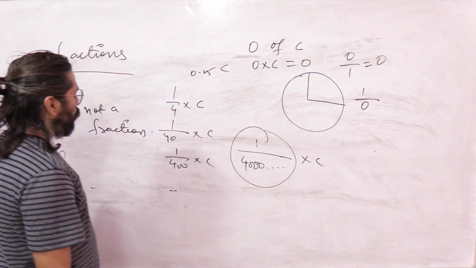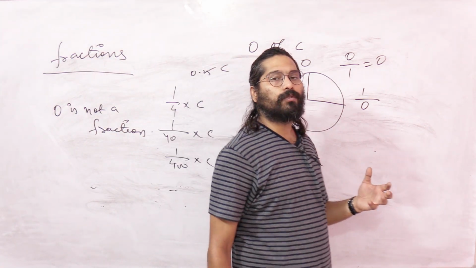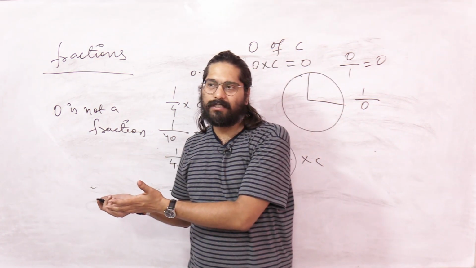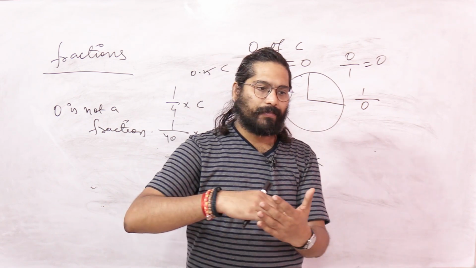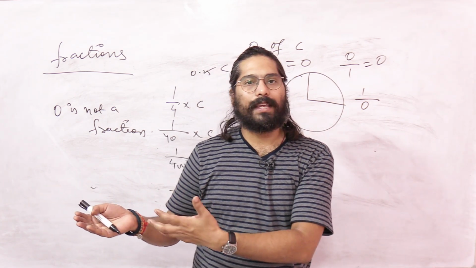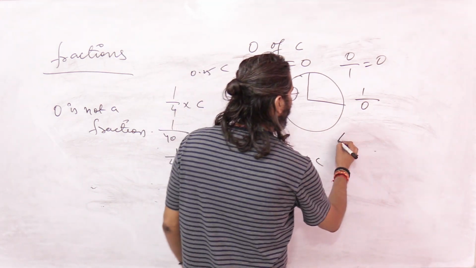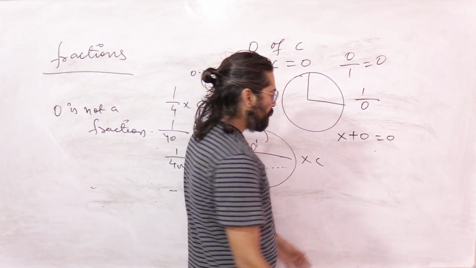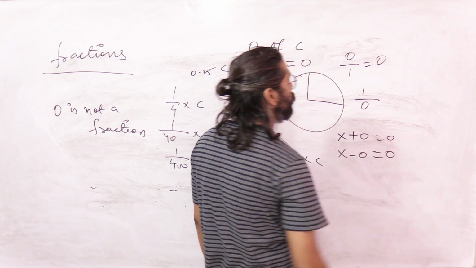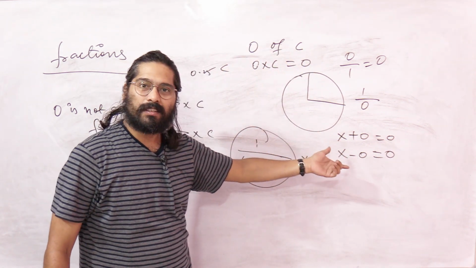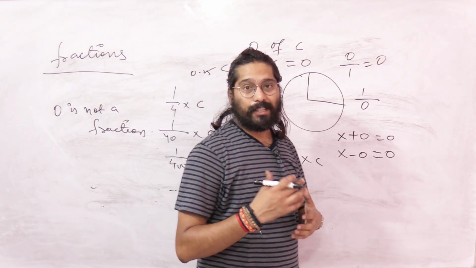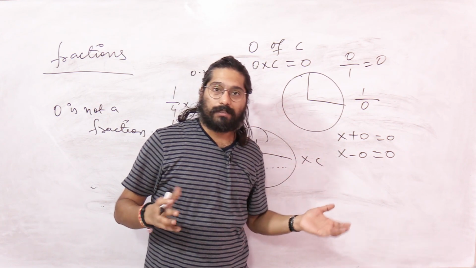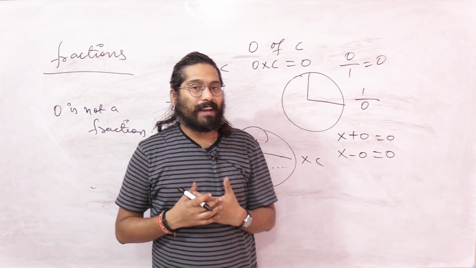Now one more thing: why did I say sometimes 0 is regarded as either a positive or a negative number, and alternatively sometimes 0 is regarded as neither positive nor negative? Why? Suppose x is a number, x plus 0 gives you x. Similarly, x minus 0 also gives you x. So this is one of the reasons why sometimes 0 is regarded as either a positive or a negative integer, and sometimes it is regarded as neither a positive nor a negative quantity. So these are the facts, these are some reasons.